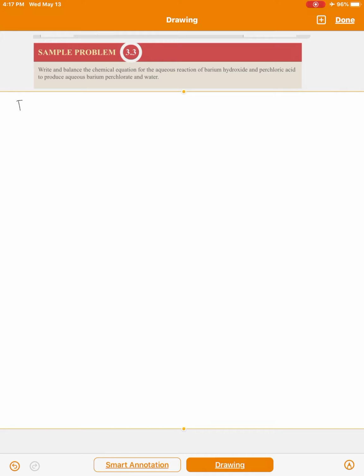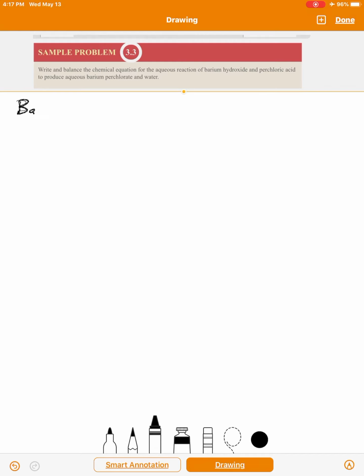Barium is in group 2. So that means it has a charge of +2. Hydroxide is a polyatomic ion, so it has a charge of -1. The group 2 metals, which would be beryllium, magnesium, calcium, strontium, and barium, have charges of +2 as ions. The hydroxide ion is a polyatomic ion.